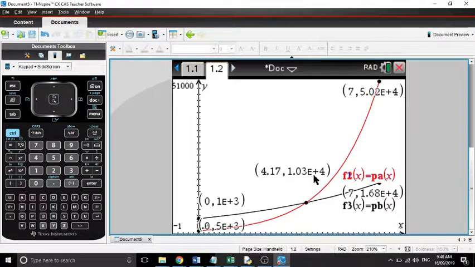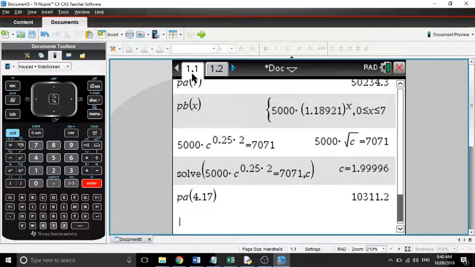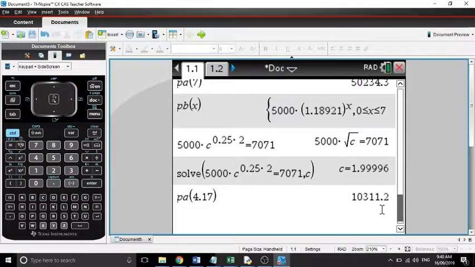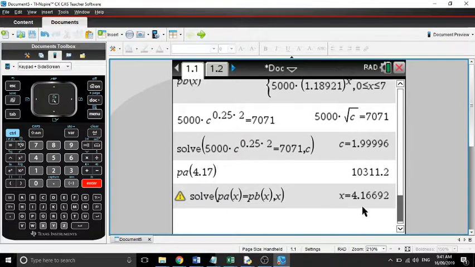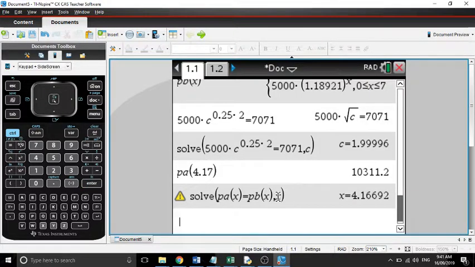And then we want the number of spores at that time. This isn't really the number of spores. So what we do is we say PA of 4.17. And we have 10,311. Well, it wants to go to 3 decimal places. Okay, that's going to be a little bit harder. So what we've got to do, we've got to solve PA of x equals PB of x. We're solving that for x. And there we have, that's our value there. More solutions may exist. That's fine. That's because of the domains.